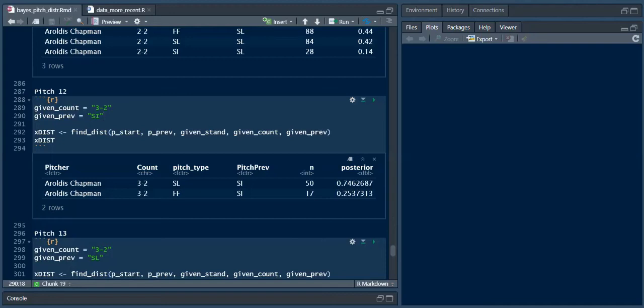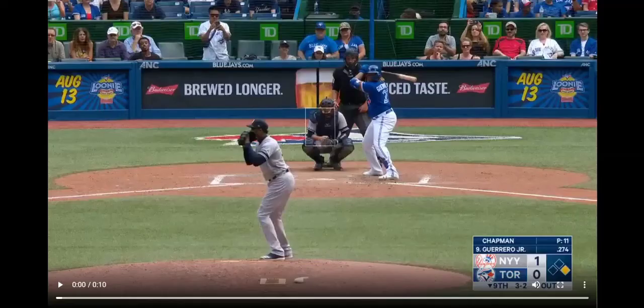But I think this is still a really interesting finding here, that on 3-2 pitches with sinker as the previous pitch, the model predicts about a 75% chance of a slider and only 25% chance of a fastball, with 0% chance of another sinker. I think that's super interesting. I don't even have to say anything else. This is super cut and dried. The model has strong feelings about what pitch is coming here. Let's see if the model's right.